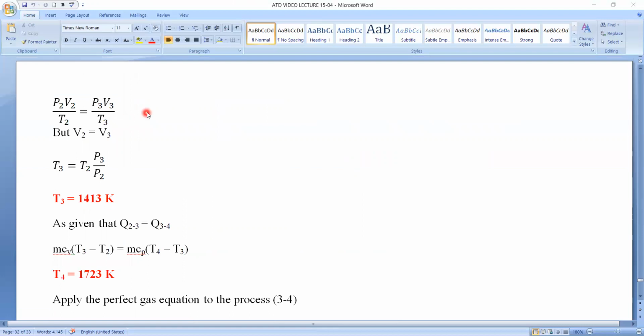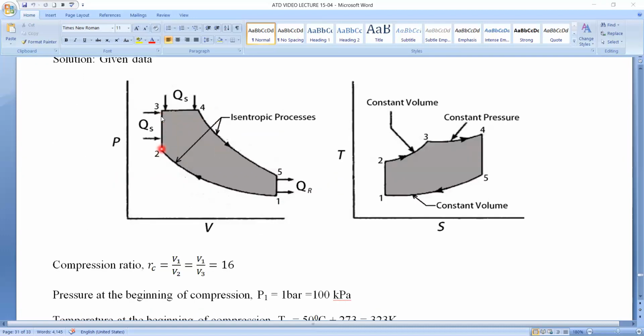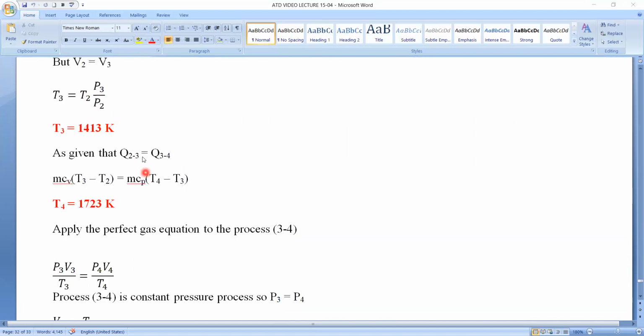For the process 2 to 3, let us apply the perfect gas equation. P2 V2 by T2 equals P3 V3 by T3. Since 2 to 3 is a constant volume process, V2 equals V3. Just do the cross multiplication, you will get T3 equals T2 times P3 by P2. Both the pressures are known and the temperature is also known. So T3 equals 1413 kelvins. This is the expected value for T3.